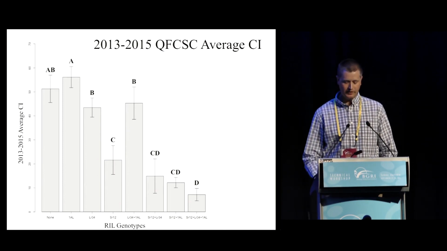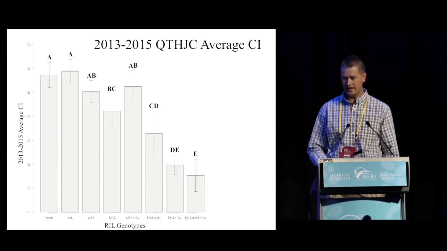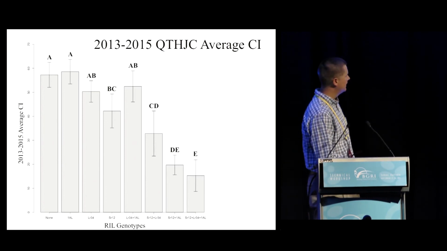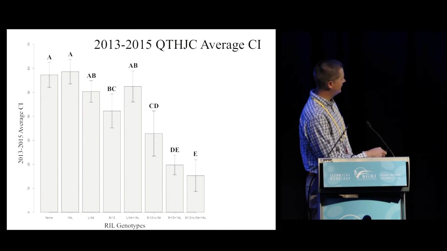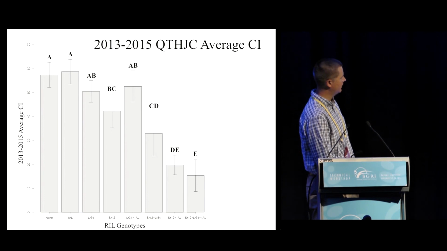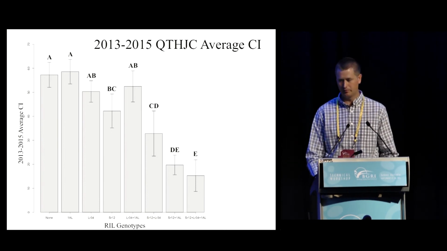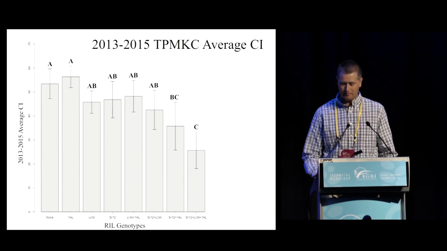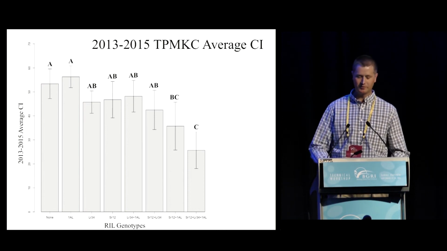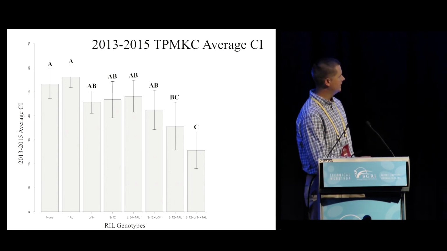The picture becomes less clear when you look at the other races. First, for race QTHJ, you do see that SR12 did have a significant reduction, but you really needed SR12 plus other QTL to get a really strong resistance response. For race TPMKC, there seems to be an increase in the susceptibility overall. And again, if you had all of the QTL, you did okay.